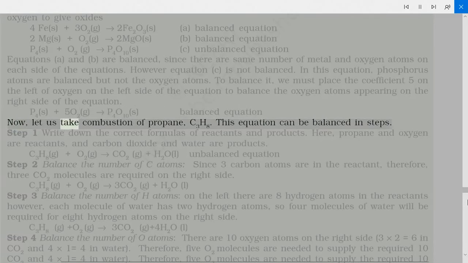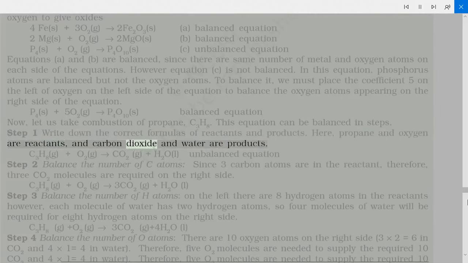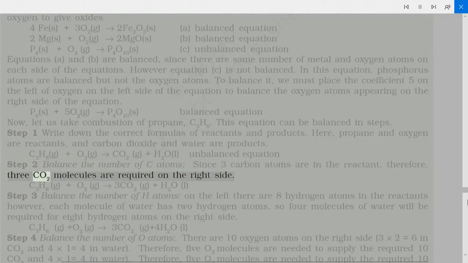Now, let us take the combustion of propane, C3H8. This equation can be balanced in steps. Step 1. Write down the correct formulas of reactants and products. Here, propane and oxygen are reactants, and carbon dioxide and water are products. C3H8(g) + O2(g) → CO2(g) + H2O(l). Unbalanced equation. Step 2. Balance the number of C atoms. Since 3 carbon atoms are in the reactant, 3 CO2 molecules are required on the right side. C3H8(g) + O2(g) → 3CO2(g) + H2O(l).